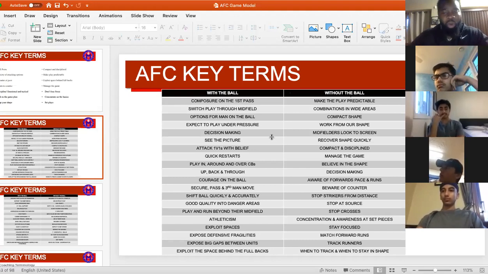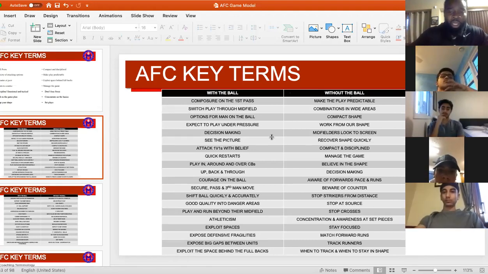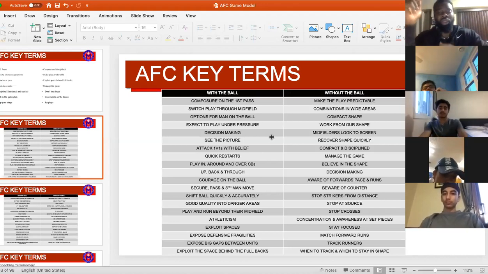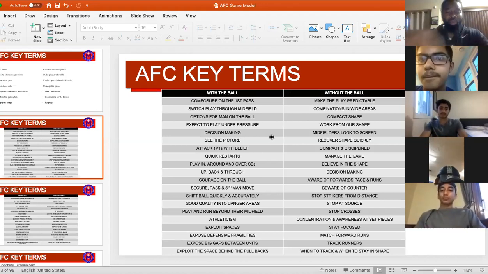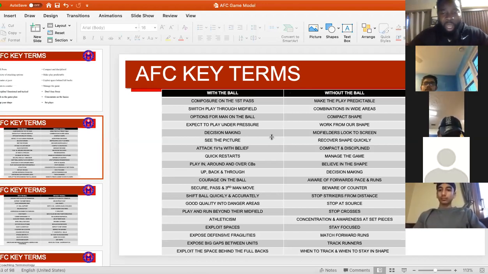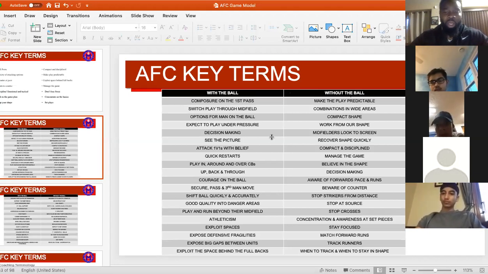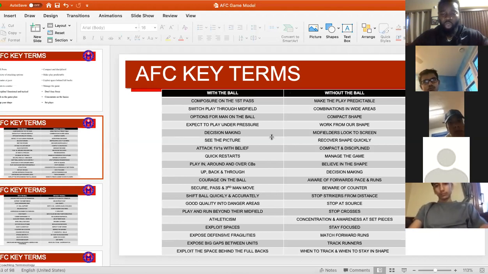Quick restart. Ball go out of bounds, we'll restart the ball. Ball go over the crossbar, we want a quick restart. Play in and around or over the center back. We want to play in and around the center backs, right? Back up through. We want to give people courage on the ball. Secure the path, third man run, right? Stuff like that. Shift the ball quickly, accurately, right? Good quality into the danger area, right? Run beyond the third midfield. Athleticism. Show your athleticism, guys.